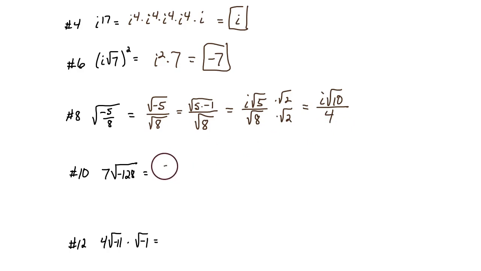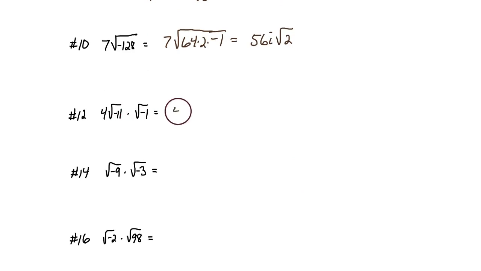Number 10, we have 7 times the square root. Now the -128 we can write as 64 times 2 times -1. The square root of 64 is 8, and 8 times 7 is a 56 out front. The square root of -1 is i, and there's a 2 in the radical.